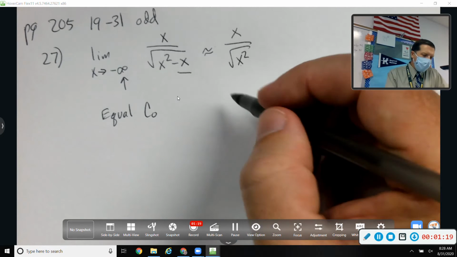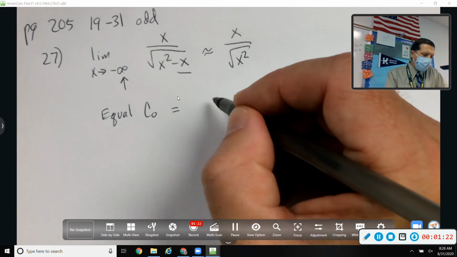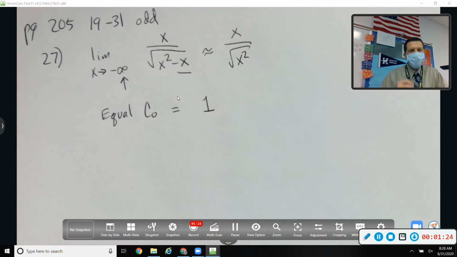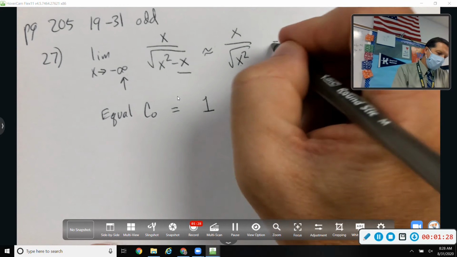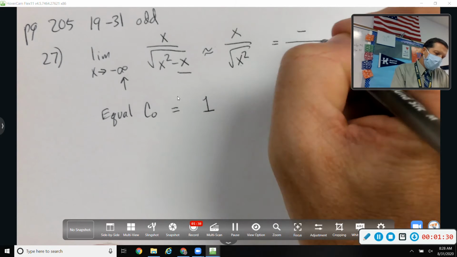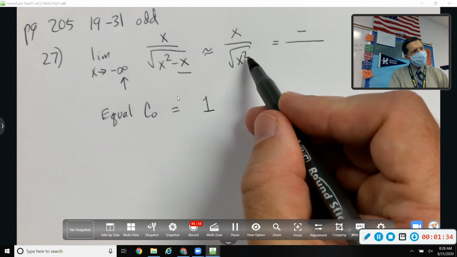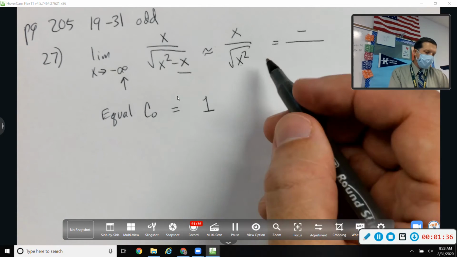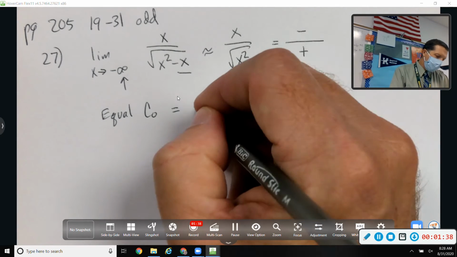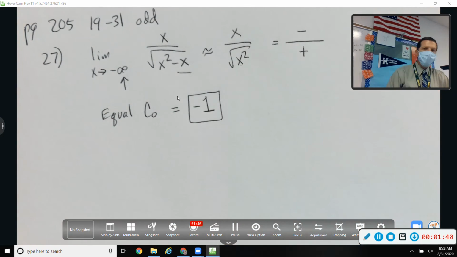So it's going to be 1, but I need to be real careful about positive and negative. If I plug in negative infinity to the top, I'll get negative. If I plug in negative infinity to the bottom, I square it, it becomes positive. I square root it, it stays positive. So this is headed toward negative 1. So it's sort of equal co, but the real issue is the positive and negative stuff.